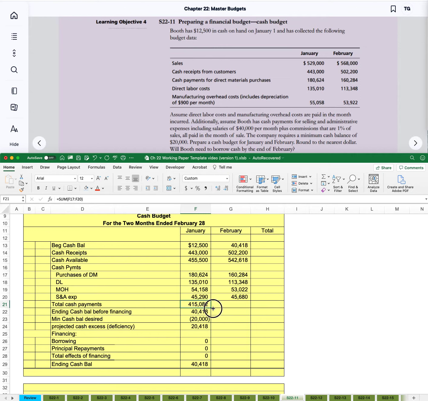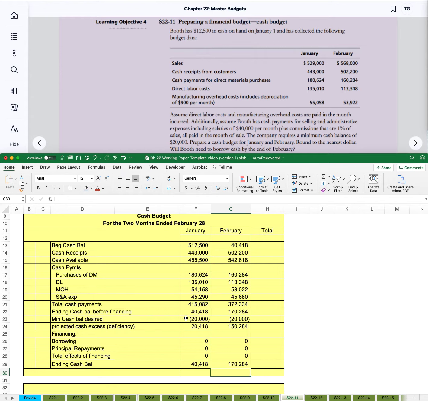And so we can pull over our total cash payments, sum function. Same thing here. So we have an ending cash balance before financing of 170. Our minimum cash balance is still 20,000. So we have a cash excess of 150,000, which again leaves us with no need to finance. And so we don't have that financing happening here.